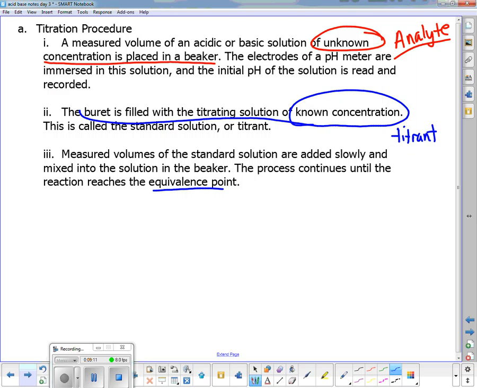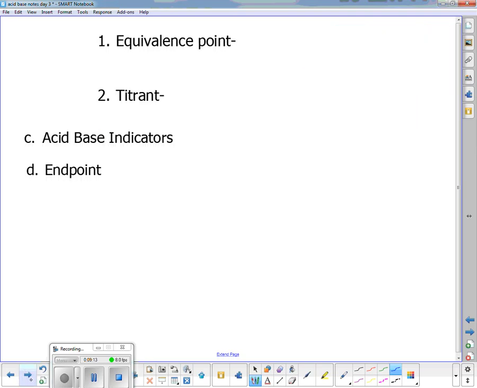So let's go ahead and go forward here and talk about different things. And I know this goes on to the next page, and then we'll come back to the C. So equivalence point is the point at which all, I should put at which neutralization. I can't spell.